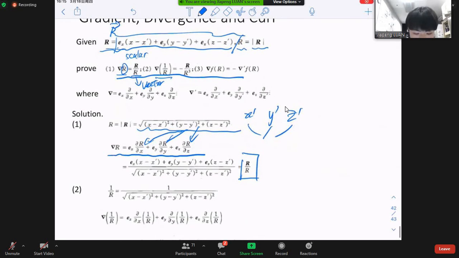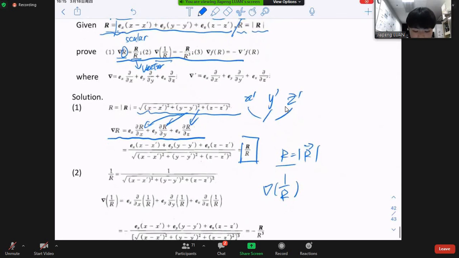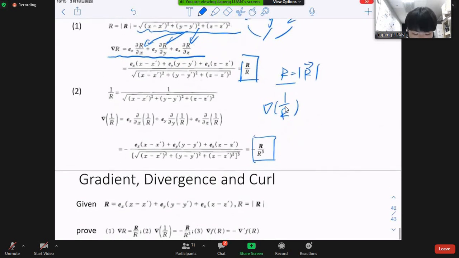And the second by the same way, because the R, which is the norm of R, is a scalar, and also 1 over R is also a scalar. So you can also calculate the gradient of this. So by the same way, you can get the answer like this, right?